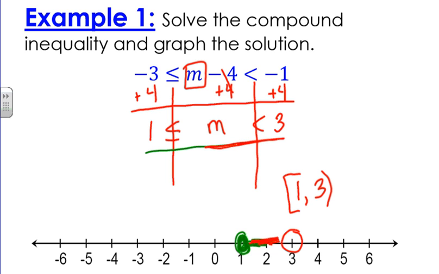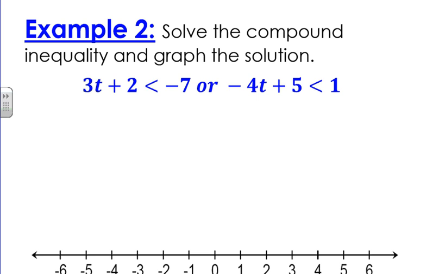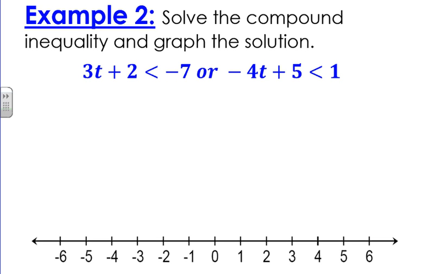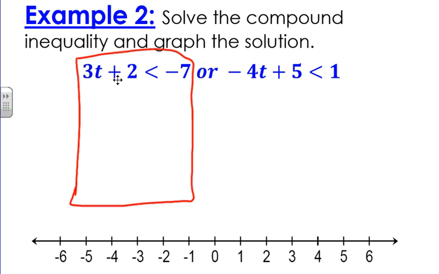Let's do one more example, but this example is going to be of an OR statement. So remember, OR is 2 separate things. One doesn't affect the other. So I'm going to solve it like it's 2 completely different inequalities, because they are. They don't depend on the other one. So I'm going to solve this one first. Okay? Can't distribute, can't combine like terms. All my t's are on the same side. So I'm going to move plus 2 to the other side.